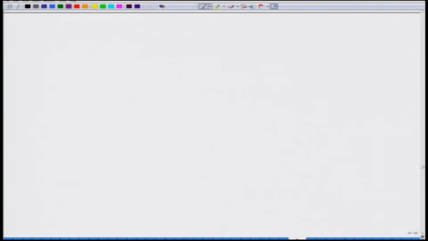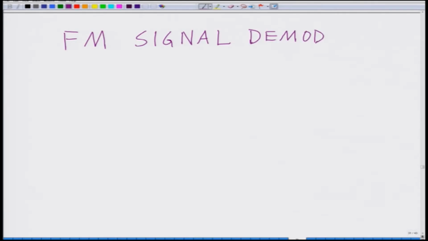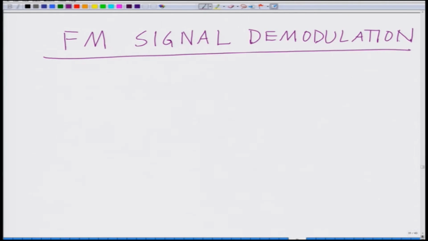So we want to start looking at FM signal demodulation, that is the demodulation of an FM signal. An FM signal can be demodulated. The technique for demodulating an FM signal is through the use of a differentiator circuit. We are going to illustrate how to demodulate the FM signal using a differentiator.